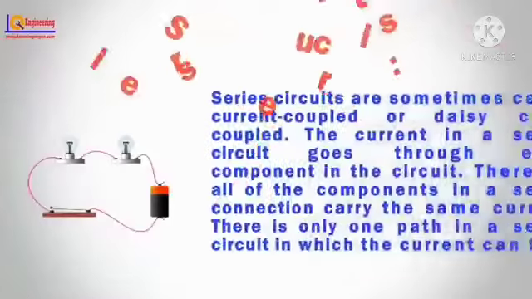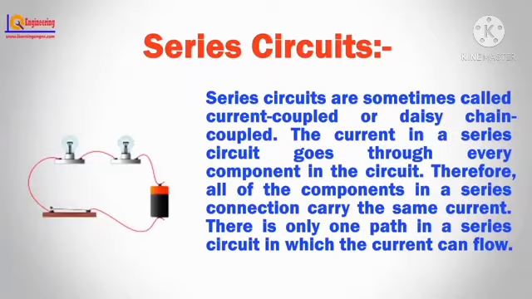Difference between series and parallel connection. Series circuits. Series circuits are sometimes called current coupled or daisy chain coupled. The current in a series circuit goes through every component in the circuit. Therefore, all of the components in series carry the same current. There is only one path in a series circuit in which the current can flow.